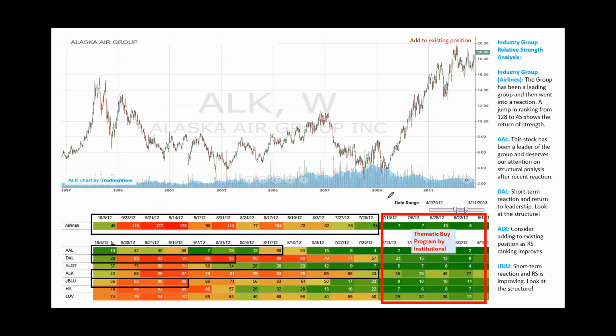I'd say instantly Delta. Okay. What about Delta here that you are observing? That it actually went a lot weaker than Alaska and is now a lot stronger than Alaska. Okay, that's a very interesting observation.